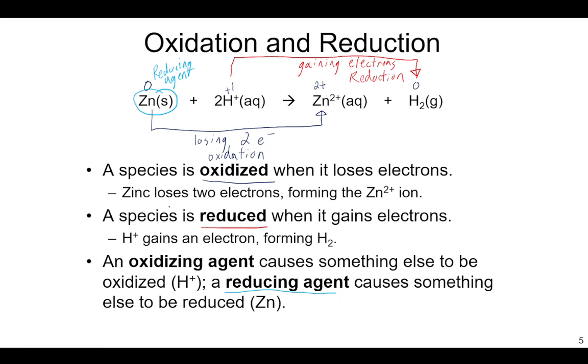Likewise, hydrogen here gets a name. We call it the oxidizing agent. Why? Because it is the agent or thing that is causing something else to be oxidized. Zinc is being oxidized, so hydrogen here is the oxidizing agent. And frequently this will be the setup. The thing that is being oxidized is the reducing agent, and the thing that is being reduced is the oxidizing agent. So just keep that in mind.